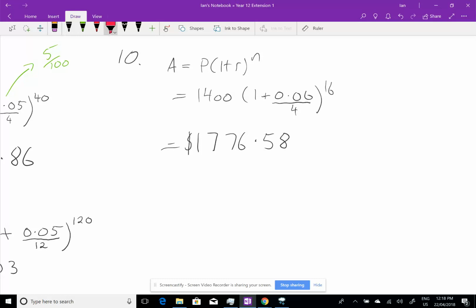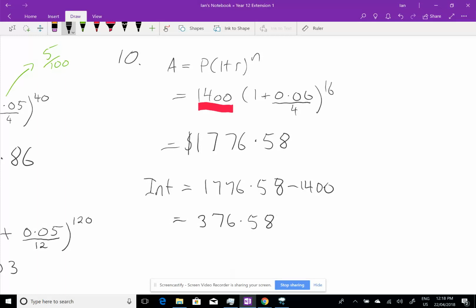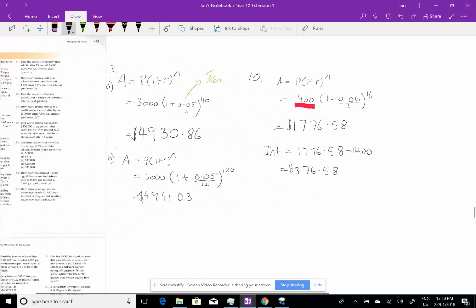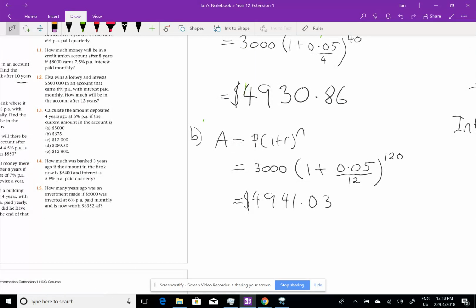Well, the original investment, the principal was 1,400. So the interest is 1,776.58 minus 1,400, which gives me $376.58. Beautiful. So they're pretty standard, and you should have seen these before when you did financial maths in your junior years.